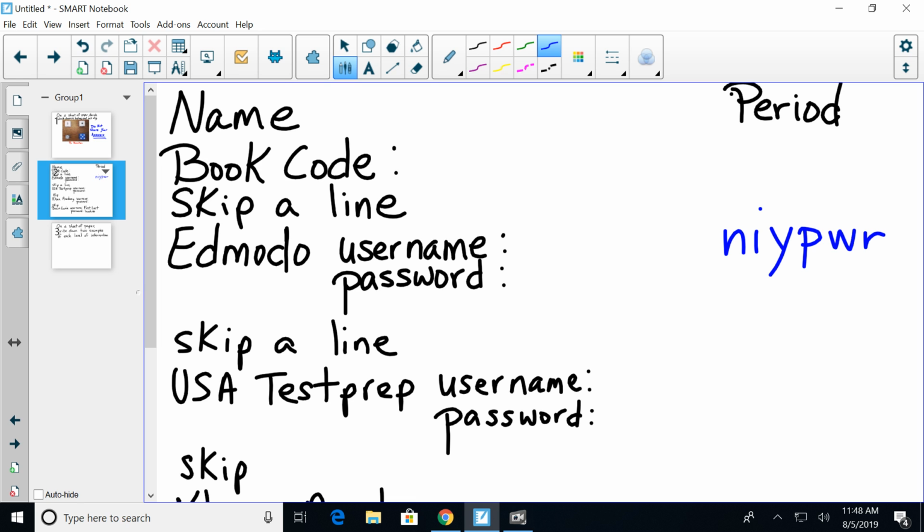So the code for your class is NIYPWR. That's the code to join your class. After you have written Edmodo, username and password, you're going to skip a line, then write USA Test Prep, username and password. Once they get you in USA Test Prep, I will give you the information you need to write beside it.